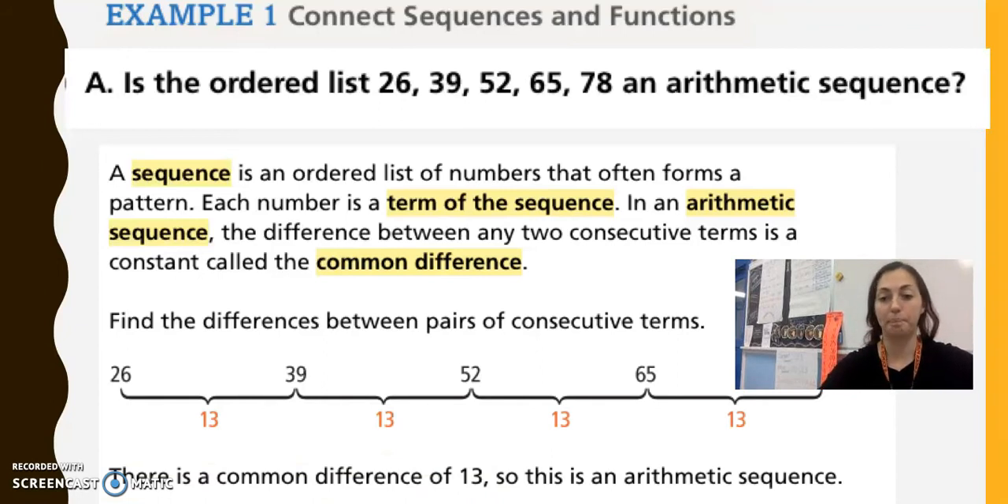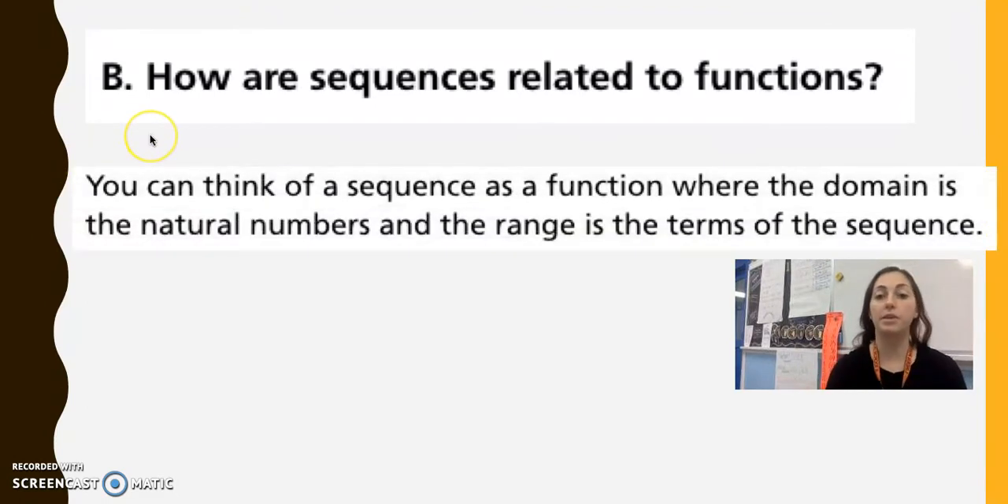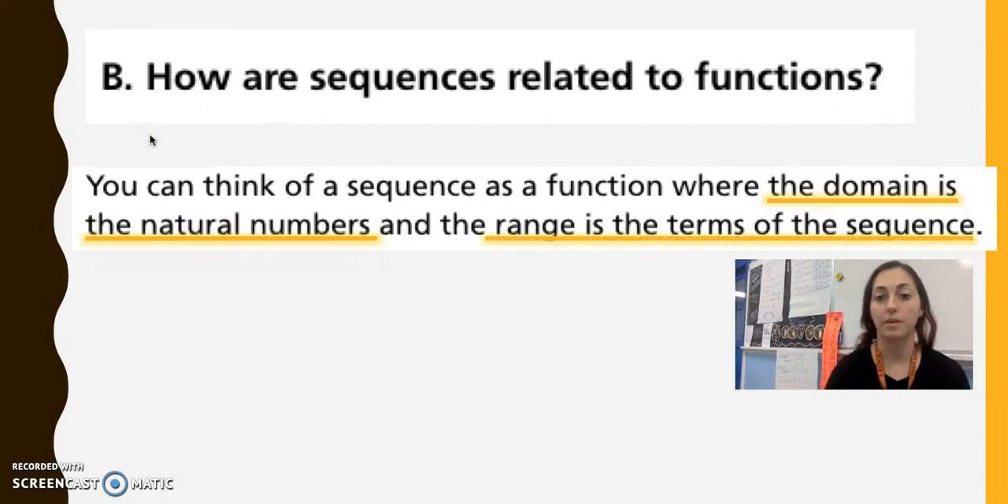That's the whole point. Part B says, how are sequences related to functions? Everything we've been talking about is functions, so why are we bringing up sequences now? Well, now I'll connect it for you. If you think of a sequence as a function where the domain is the natural numbers and the range is the terms in the sequence, that's your function.